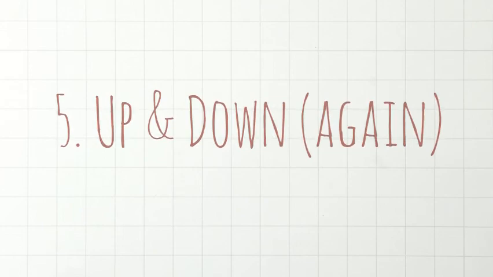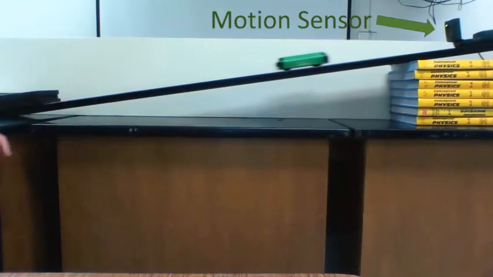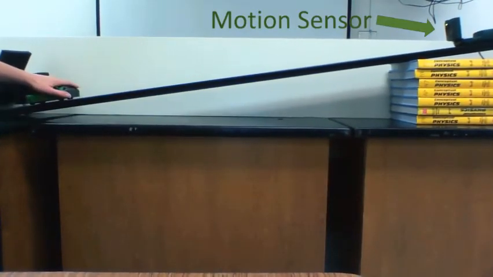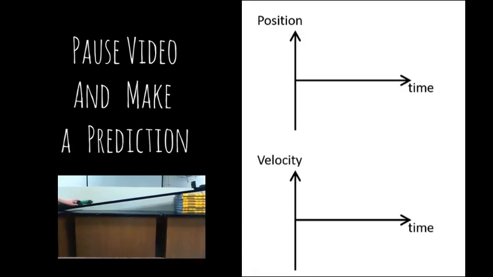In this last case, the car will again go up and down the ramp, but this time with the motion sensor at the top. Remember, the motion detector is the origin. Pause the video and make your predictions.